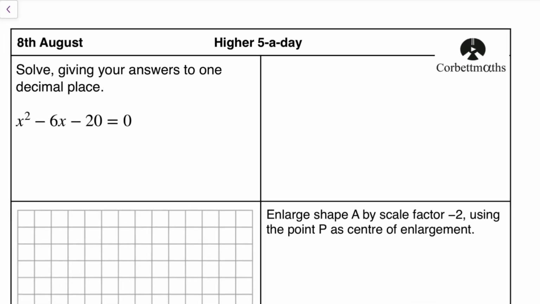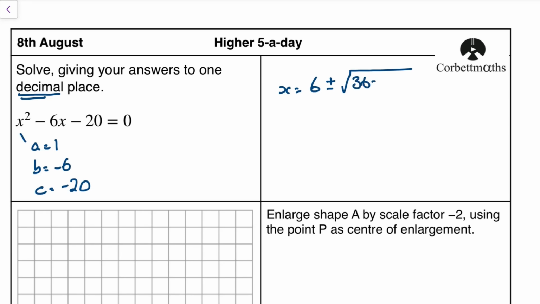Right, solve, give your answers to one decimal place. This is a quadratic that I cannot factorise, so I'm just going to go straight to the quadratic formula, which means my A is equal to 1, my B is minus 6, and my C is minus 20. Let's put all this together. That means that X is equal to minus B, which is 6, plus minus the square root of 6 squared, I'm just going to write 36 straight in, minus 4 times 1 times minus 20. So I'm going to put 20 in here and make that a plus. I always do that, it just makes it neater for me, and divide all of that by 2 times A, which is 2.